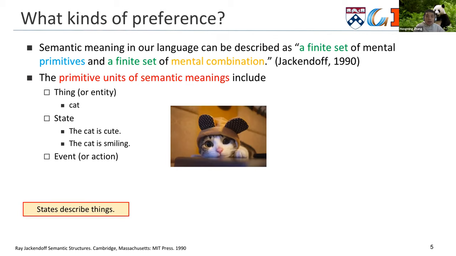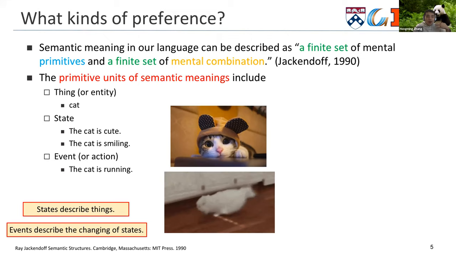So basically events are describing the changing of states. Here is an example, like the cat is running. Actually, there are many interesting preferences or common sense knowledge we know about this event. Like we can know why this cat is running in such a hurry. Might be because it just sees some delicious food, or it just wakes up and sees some weird guys trying to make a video of it.